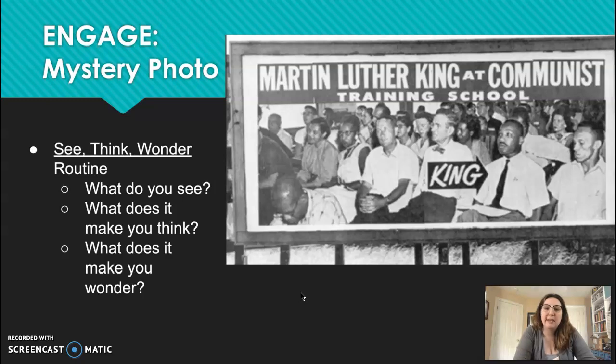And we kind of discuss that. Well, they might say, oh, I see Martin Luther King. It looks like there's some things down here, a sign that someone is holding up, or maybe it's a billboard. And sometimes they'll say, well, who is that person over there? It kind of looks like Rosa Parks. It makes me wonder if that's her, and if she and Martin Luther King were at this place, and why people were saying it was a communist training school.